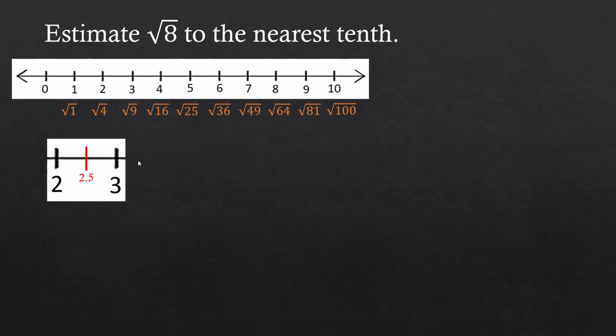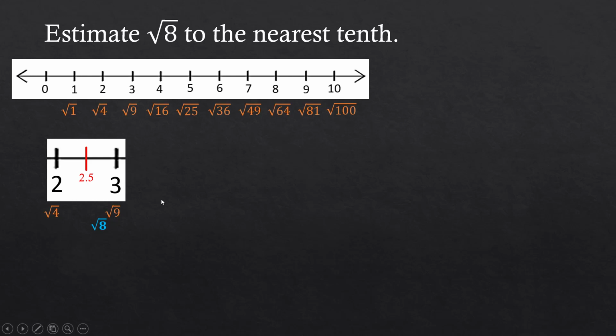When I'm trying to estimate to the nearest tenth, I want to think, is the square root of 8 below 2.5? Would it be above? Would it be just about 2.5? How do you figure that out? Again, I go back to my perfect squares. I know that the square root of 4 is equal to 2, and that the square root of 9 is equal to 3. Well, the square root of 8 happens to be closer to 9 than it is to 4. So in my mind, I know when I'm going to make an estimate, it will definitely be greater than 2.5.